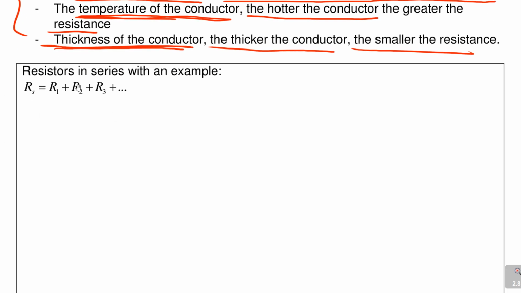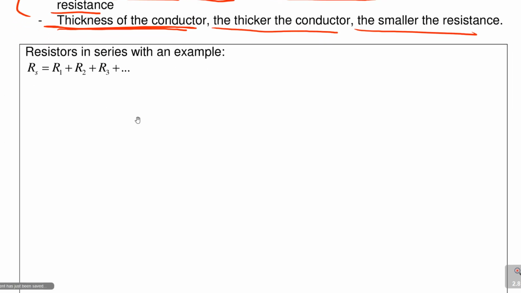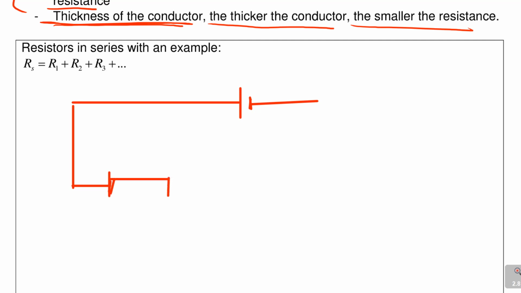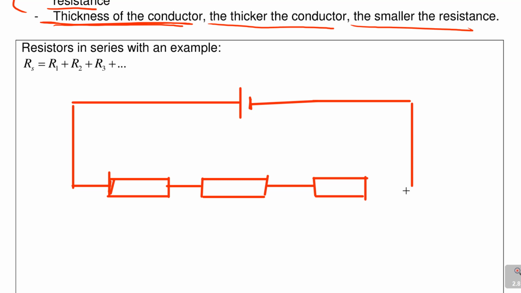Then lastly, resistors in series. For example, let's look at how to calculate resistance for resistors in series. Let's say I've got a battery here, and with this battery I've got my resistors in series. So I've got that one there, and another one there, and another one there. This is series. Series means one after the other.